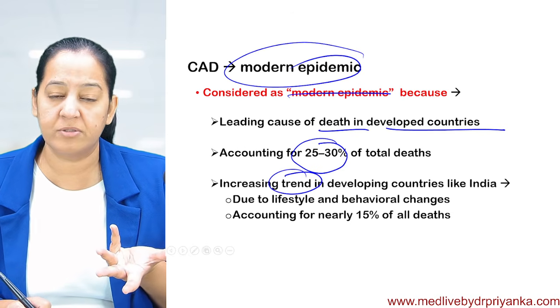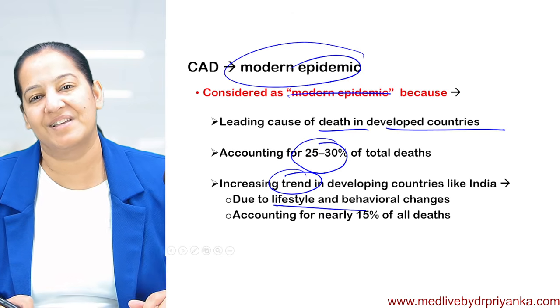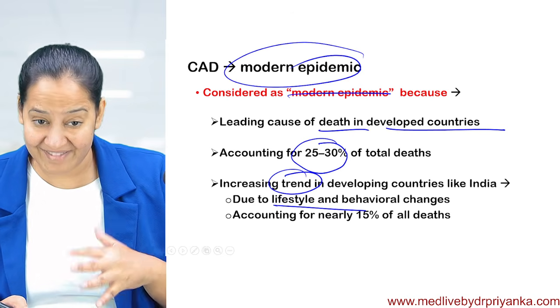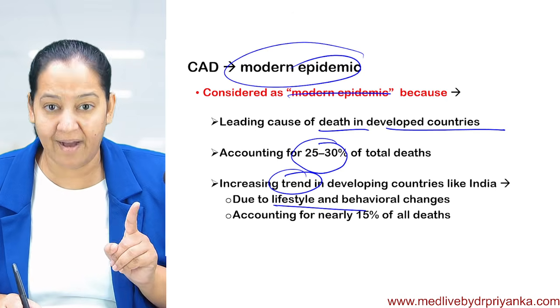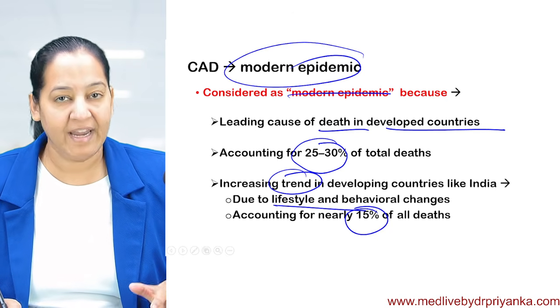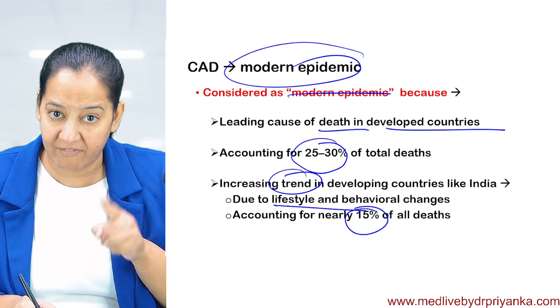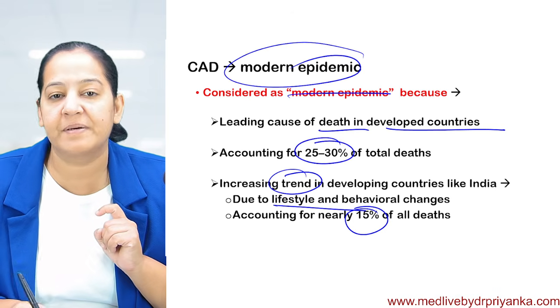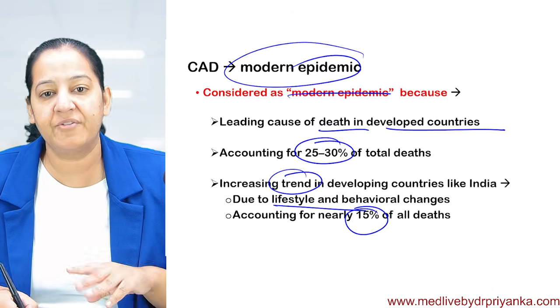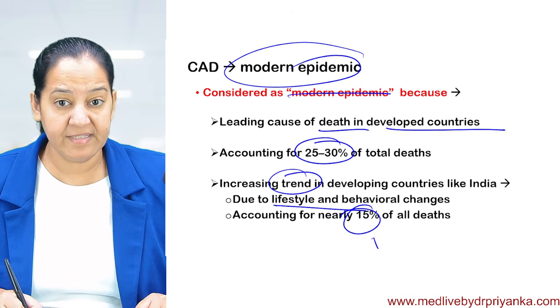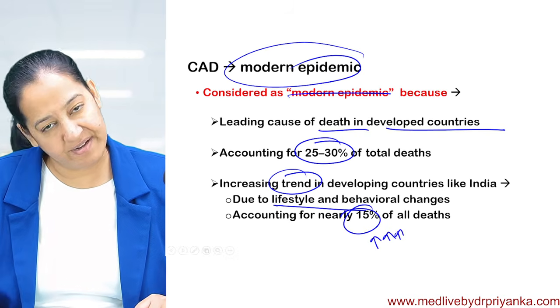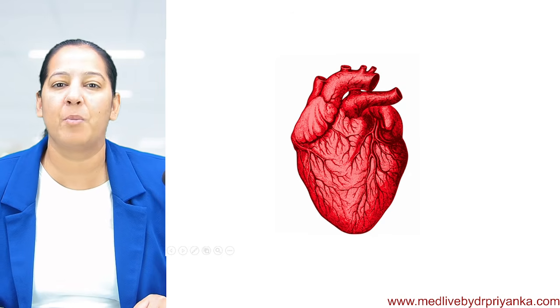Nowadays in developing countries also the trend is increasing because of lifestyle changes. We are adopting modern culture, Western culture. Indians are adopting the Western culture, and nearly in India it is 15% of all the deaths. In a developed country like the US it is 25% of all deaths, and in a developing country like India it is 15% of all deaths. But it is on an increasing trend in developing countries also. So that is known as modern epidemic.